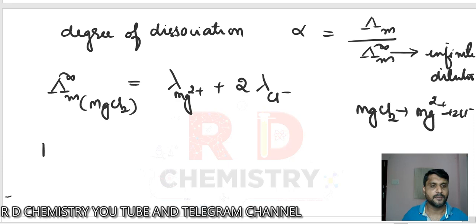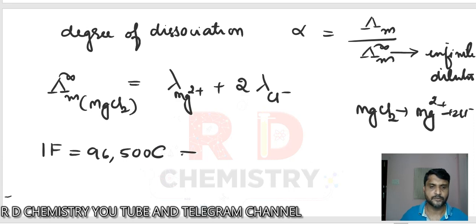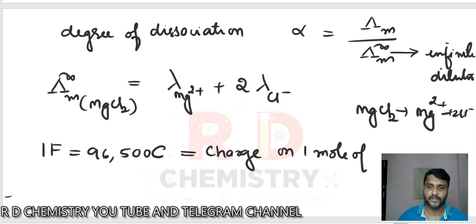Then you remember 1 Faraday is equal to 96,500 coulombs per mole, which is nothing but the charge on 1 mole of electrons. Charge on 1 mole of electrons. Clear?